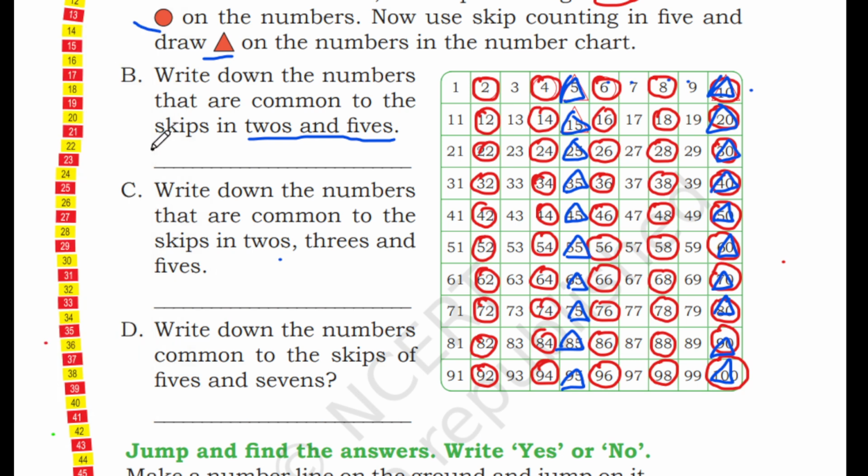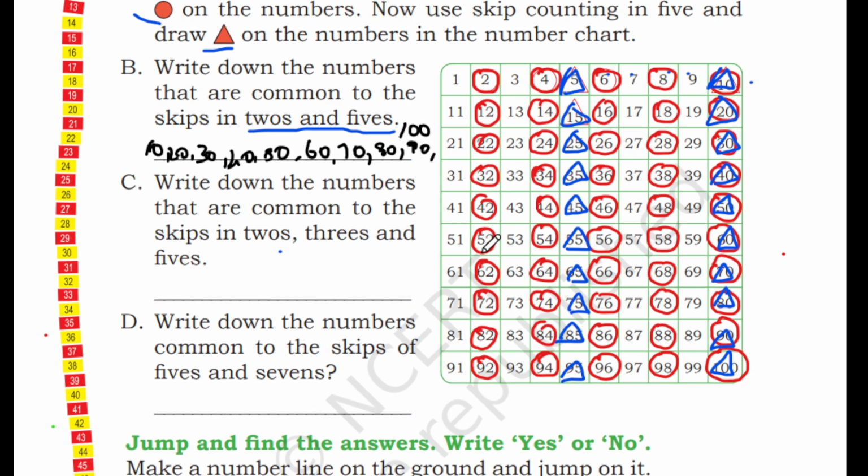Now we can write the common numbers here. So we found 10, 20, 30, 40, 50, 60, 70, 80, 90 and 100 are the common numbers for 2s and 5s.